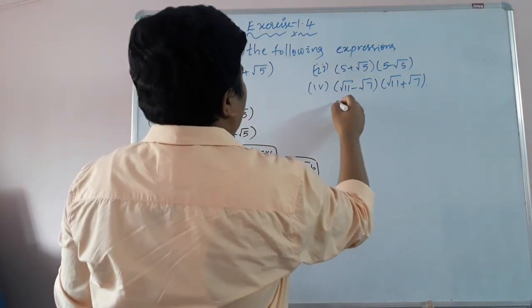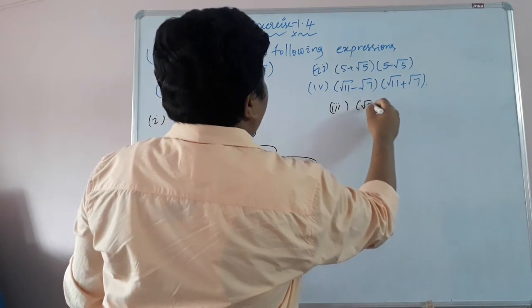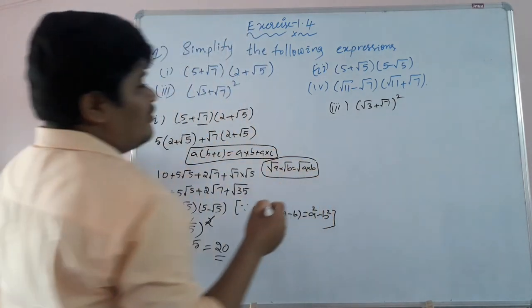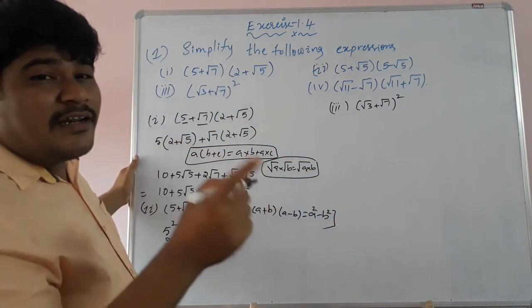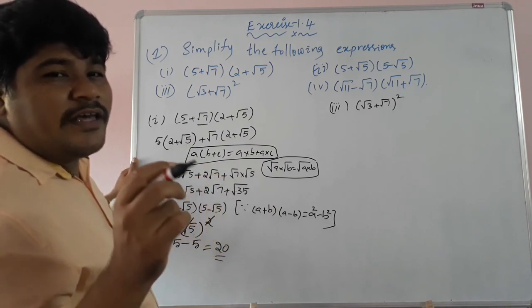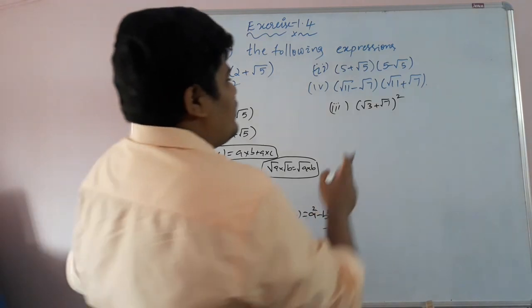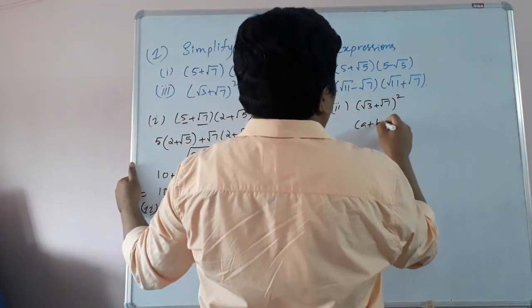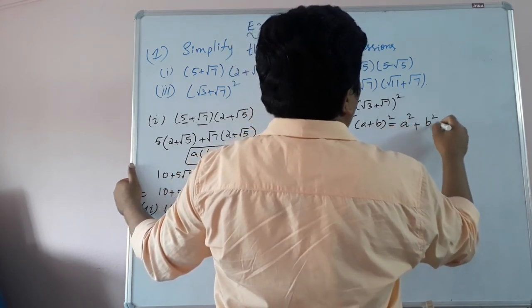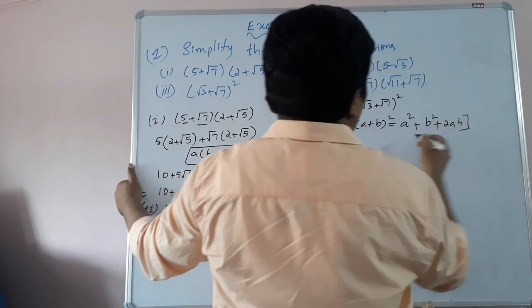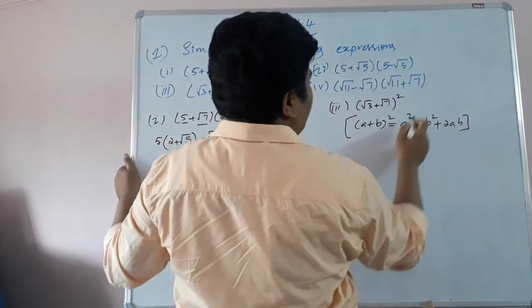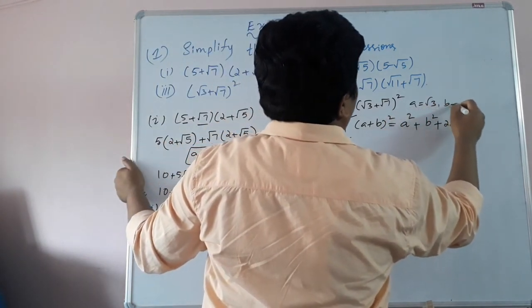So what is the third problem? Root 3 plus root 7 whole square is there. Students, in which form is it? In the algebraic formula, in the form of A plus B whole square. So we can write it as A plus B whole square, which is equal to A square plus B square plus 2AB. So students, here A is equal to root 3 and B is equal to root 7.